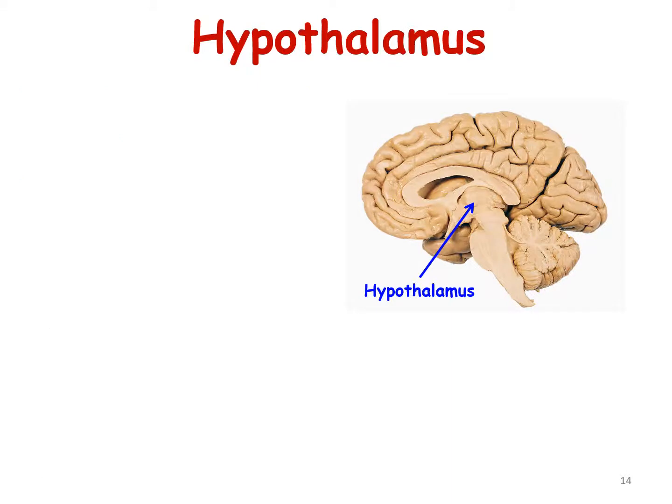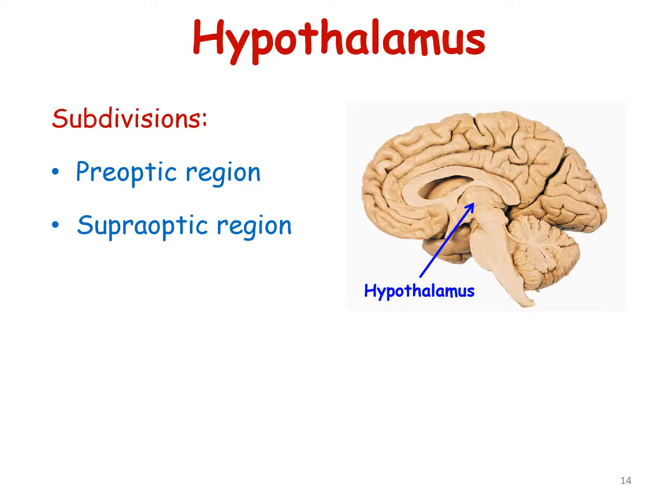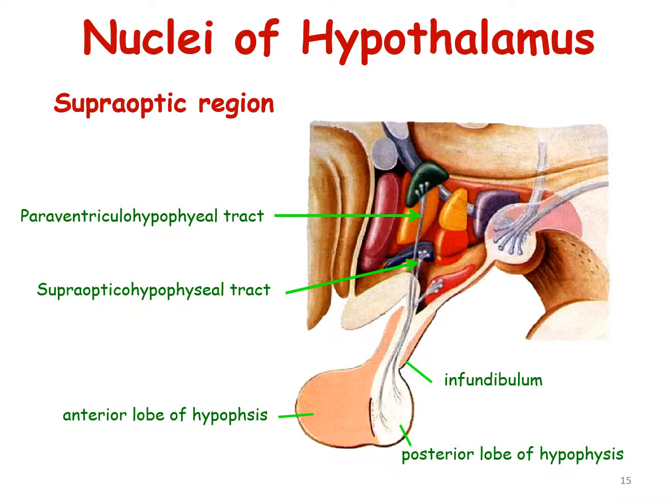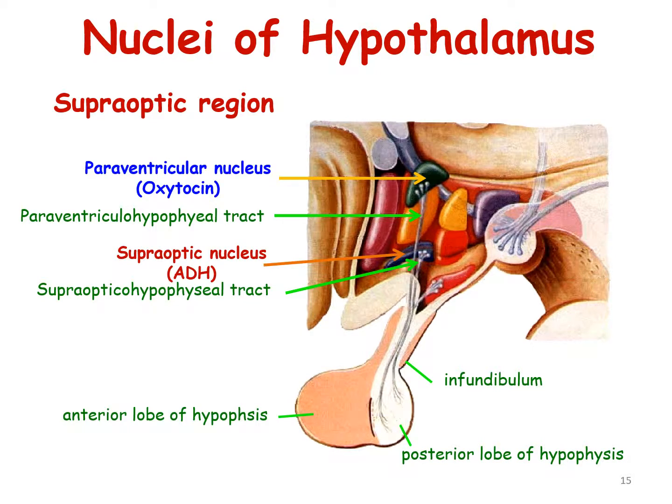Subdivisions of the hypothalamus. It is divided into the preoptic region, supraoptic region, tuberal region, and mammillary region. Nuclei of hypothalamus. Supraoptic region. Supraoptic nucleus produces antidiuretic hormone, ADH, vasopressin. Paraventricular nucleus produces oxytocin.